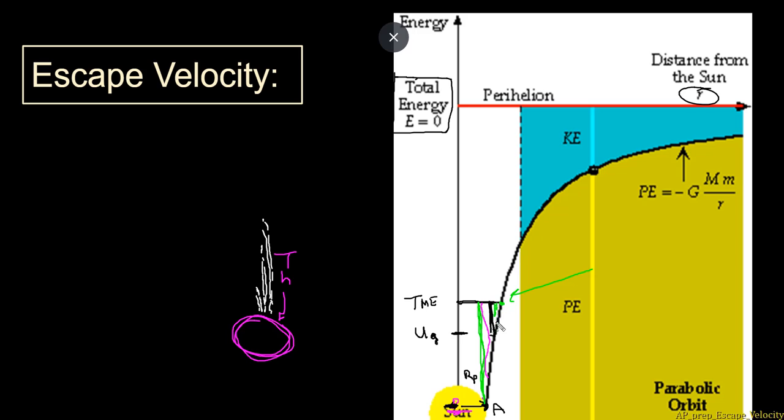Sorry, when your TME equals your stored energy, because your kinetic energy is going down, at that point you have no energy left over to be kinetic. So this is where your kinetic energy is 0, and that's your turnaround, and you will fall back down to the planet faster and faster and faster. Okay, so hopefully that made sense.